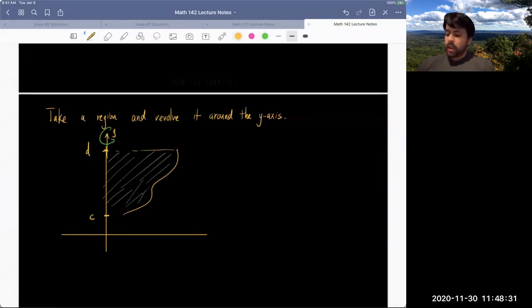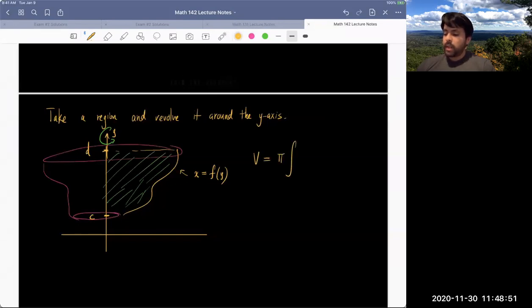And this graph is going to be a function of y. And if I revolve it around, right? If I revolve it around, then this solid here will be found, the volume of the solid will be found by pi from c to d of f of y squared dy.